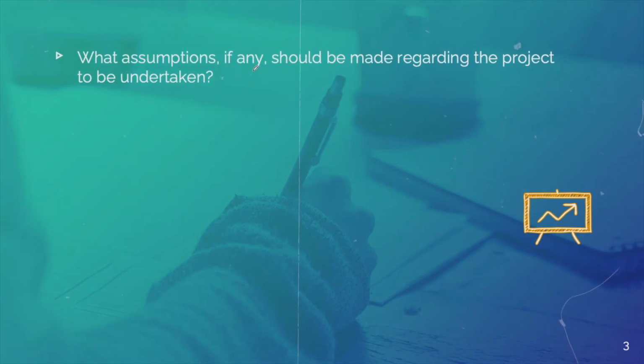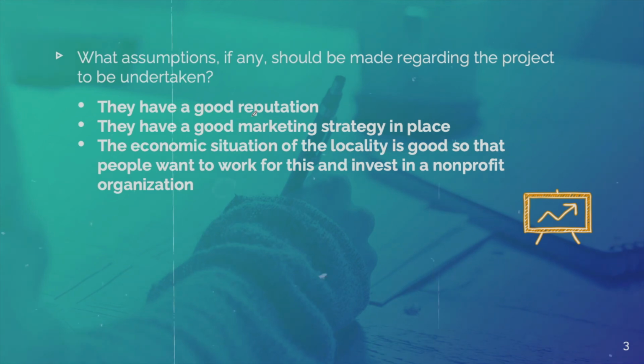What assumptions, if any, should be made regarding the project to be undertaken? Since they are targeting a locality where there are a lot of people and they are trying to create a fundraising project, you can pause the video right now. They have a good reputation. Why is that? Because since they are starting a fundraising project, only if they have a good reputation, people will be willing to provide them money or food or whatever support they need. But if they have a kind of shady reputation and everything, this wouldn't work. So I'm assuming that they have a good reputation in the market.